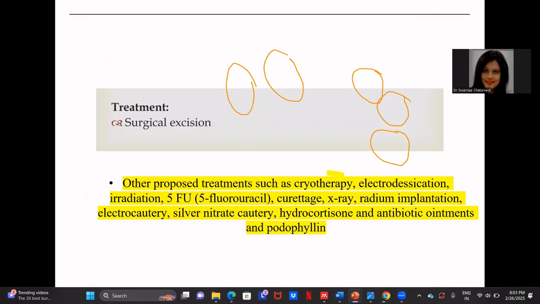Treatment includes surgical excision, and other proposed treatments such as cryotherapy, electrodesiccation, irradiation, use of 5-fluorouracil, curettage, X-ray, radium implantation, electrocautery, silver nitrate cautery, hydrocortisone and antibiotic ointment, and podophyllin as supplementary or additional helpful agents, along with the main line of treatment, that is, surgical excision.